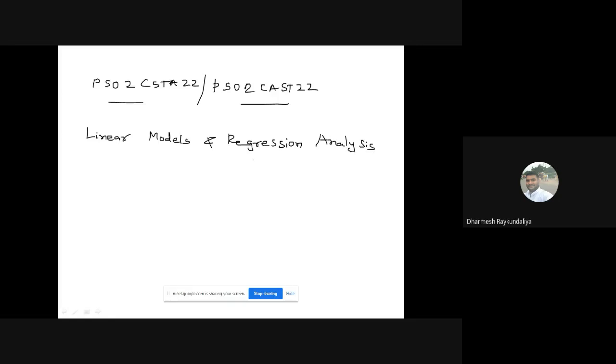So we will discuss two parts. One is about the linear models and second one is about the regression model, and then we will do their analysis.